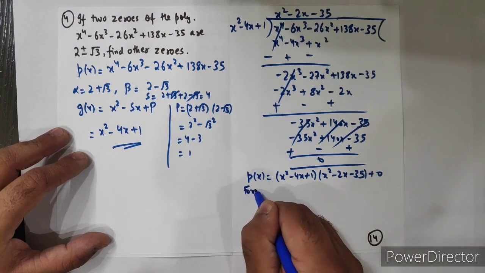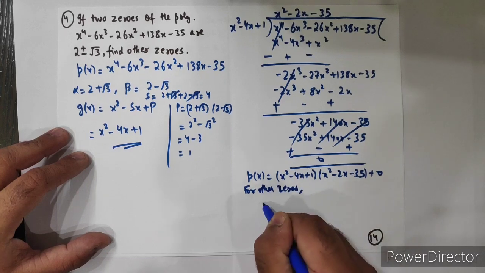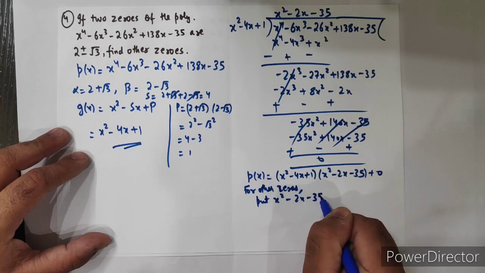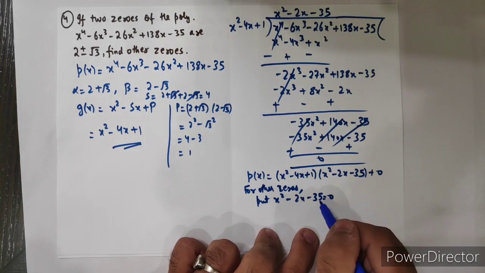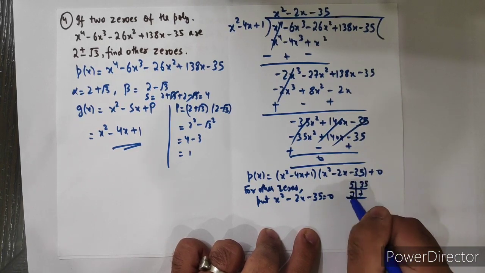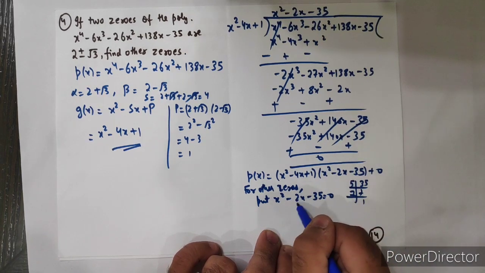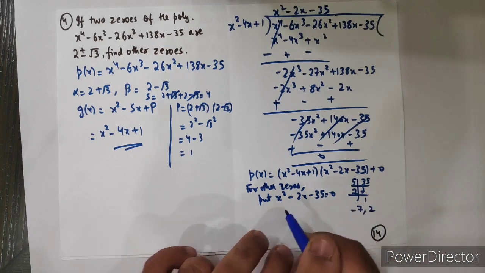Okay, so we put for other zeros, x square minus 2x minus 35 equal to 0. Now again you can perform long division, you can perform middle term splitting here. So 35's factors will be 5 and 7. So you can clearly see that after subtracting these two, you are getting 2, but we need minus 2, so the factors will be 7 and minus 7 and 2.